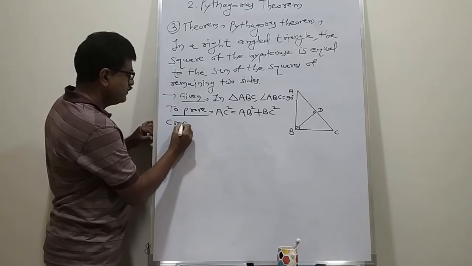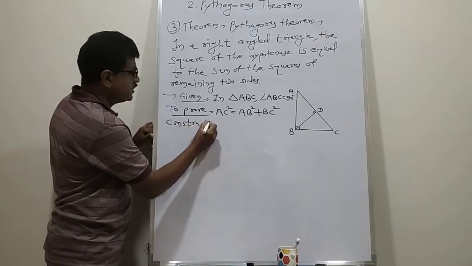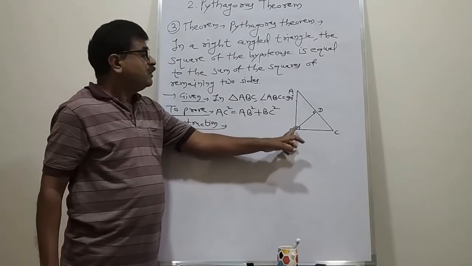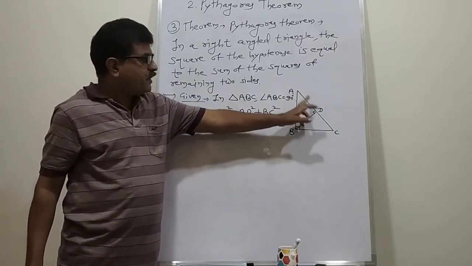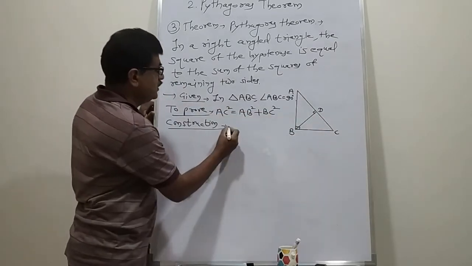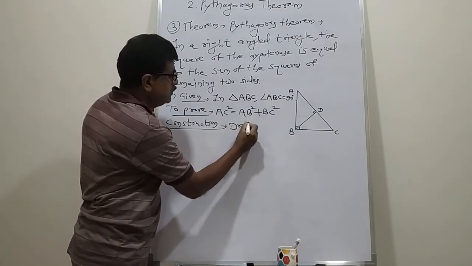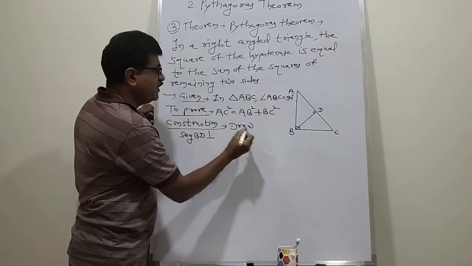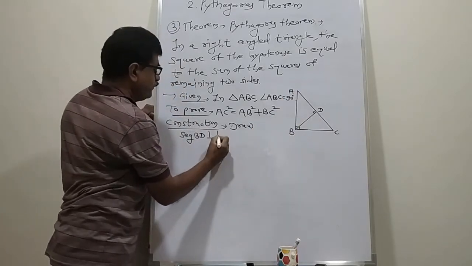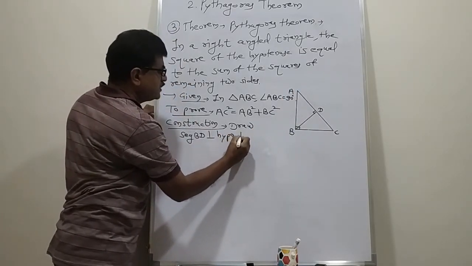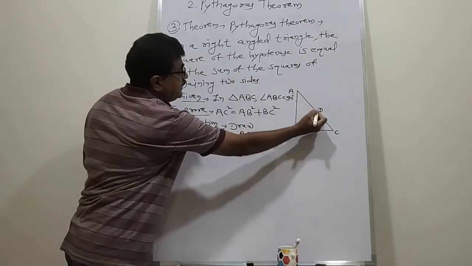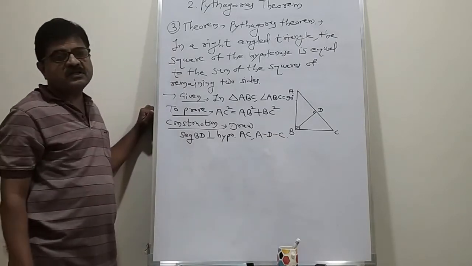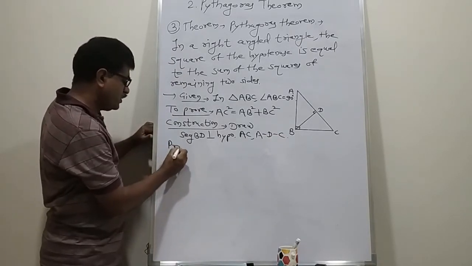Construction. Now draw segment BD perpendicular to hypotenuse AC. D is between A and C, that is A-D-C. This is construction. Now proof.